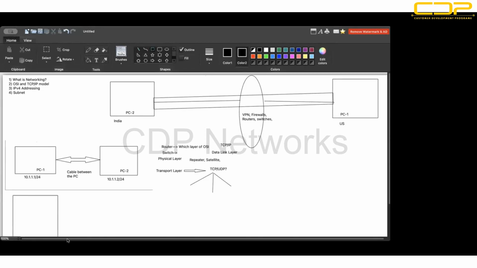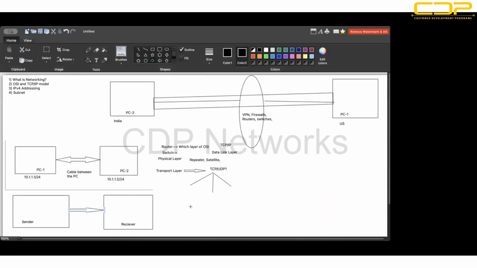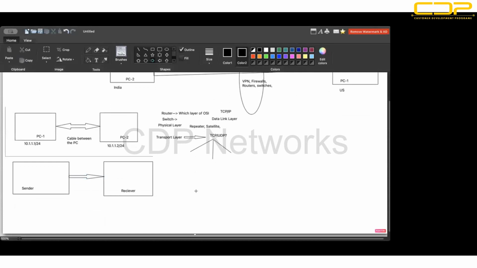Let's say this is your sender device, and this sender wants to send something to this receiver. It's not fully visible. Can you pull it up a little bit? Okay, let me share my screen once again, guys. Let me know when it is visible. Is it visible now? Yes, it's good.